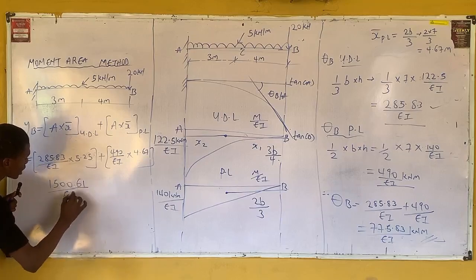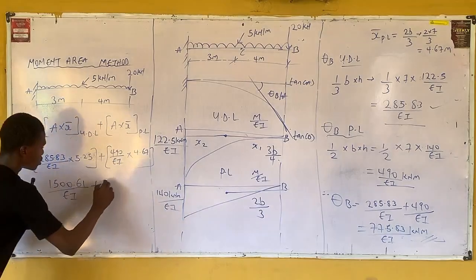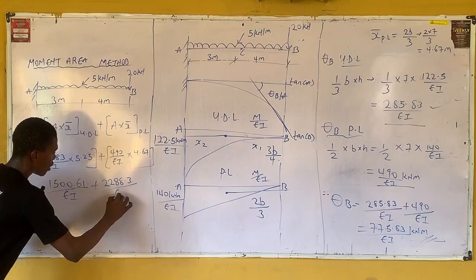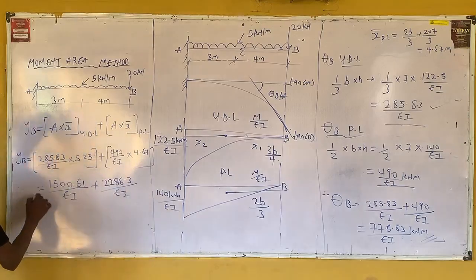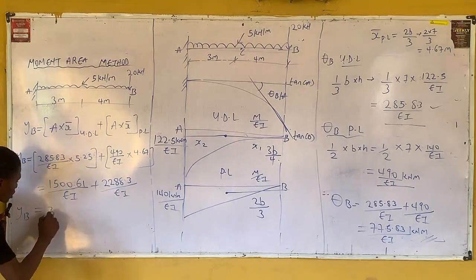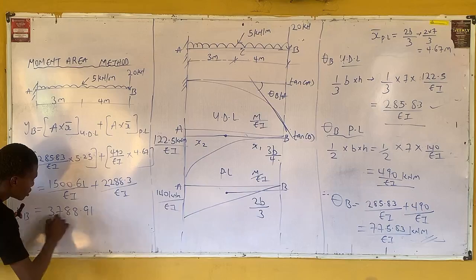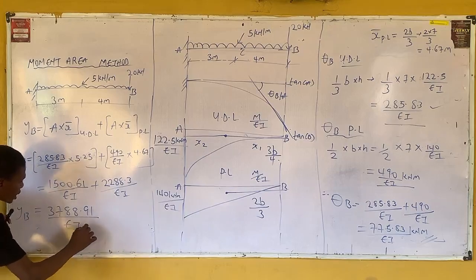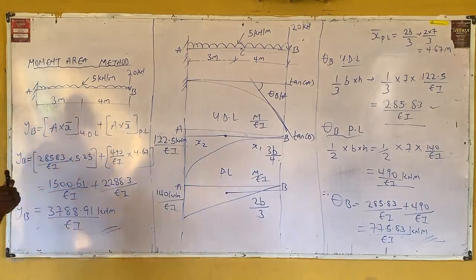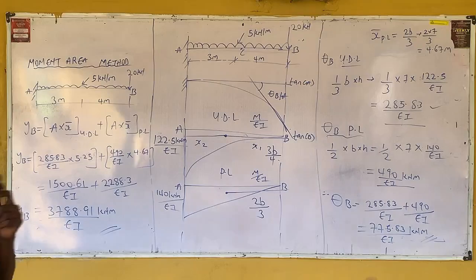1500.61 over EI plus, what's the product of this? 2288.3 over EI. And what do we have? 3788.91 over EI. This is kilonewton meter. Now take EI. Let's assume a value of EI. EI is given from the question.